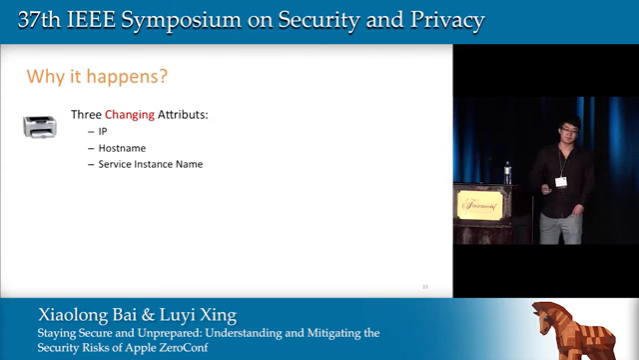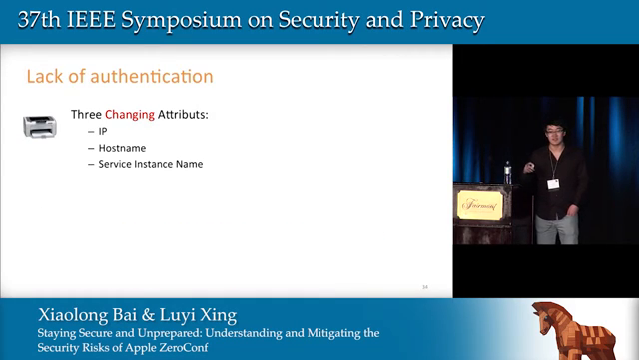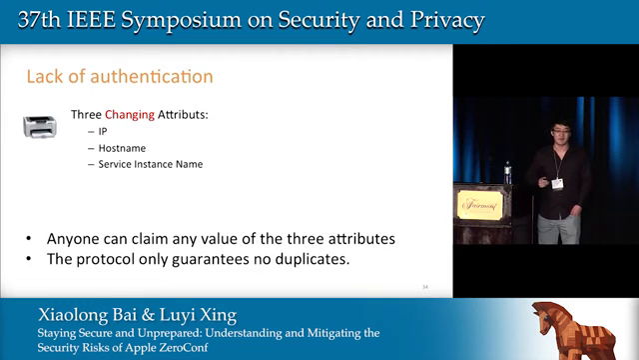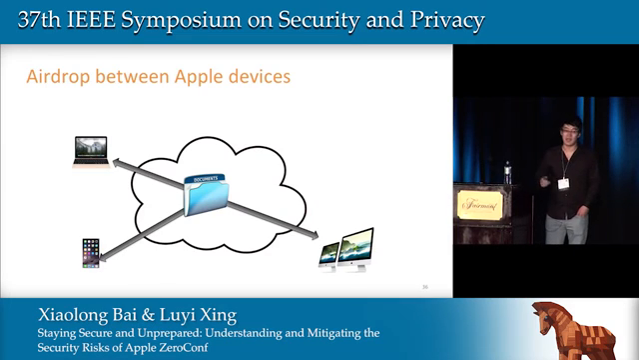So why does this happen? We know that there are 3 changing attributes that are self-configured. And Apple says you treat one of them as constant, and even if the other 2 change, you can still connect, which just doesn't make sense. Also, a more fundamental problem is the lack of authentication in the protocol. In the protocol, anyone can claim any value of the 3 attributes, but the protocol only guarantees no duplicates, not security. Let's take a look at our second attack case, attacking Apple AirDrop.